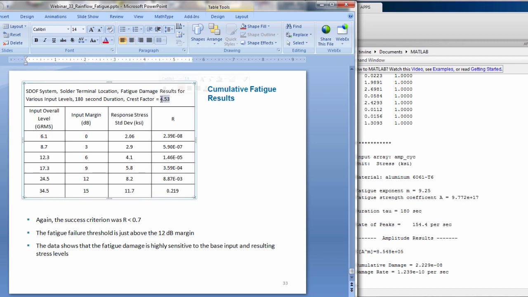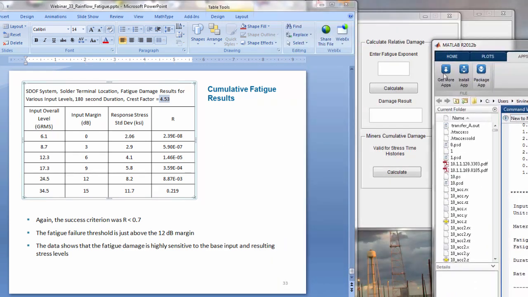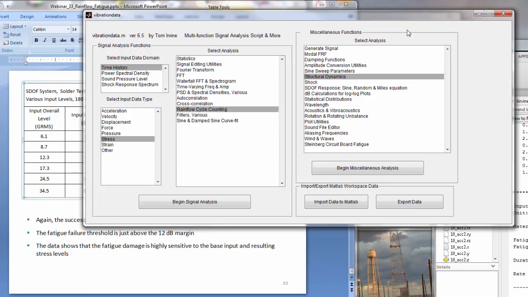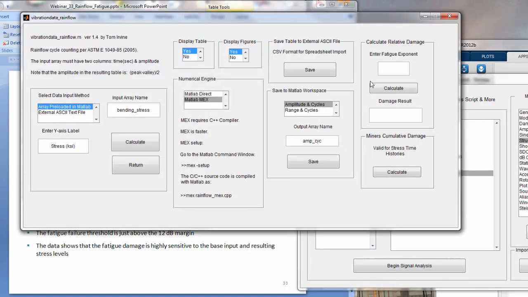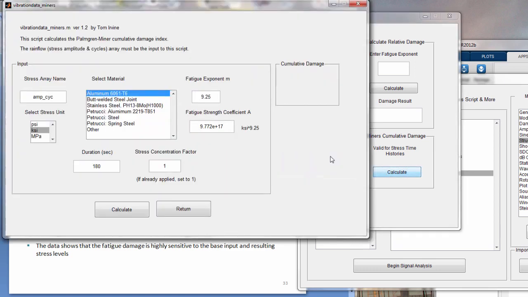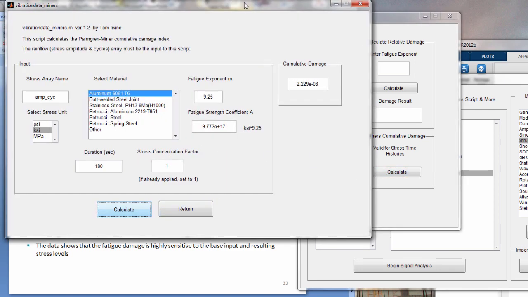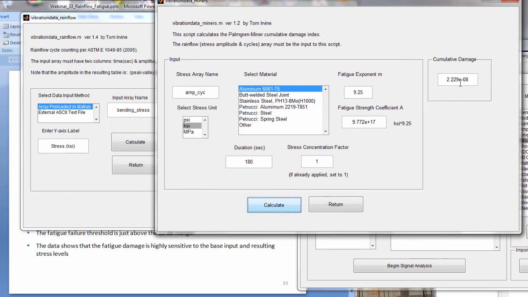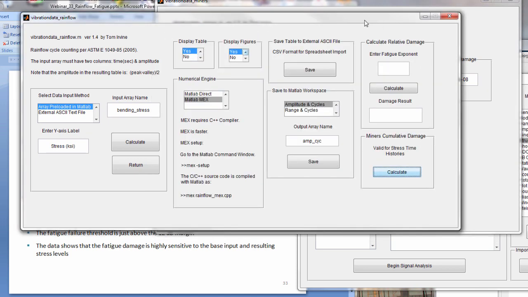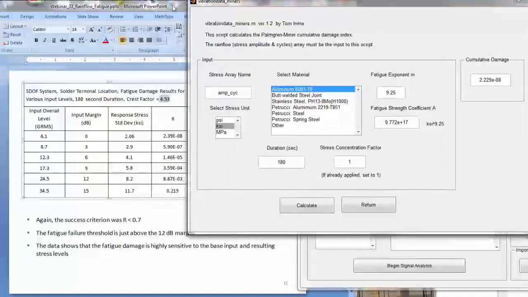For our in-class version, we had a higher crest factor. And then for our slide version here, let me go back and check. Okay, it turns out our in-class exercise yielded a cumulative damage which is very close to the slide version. So that gives us some extra confidence.